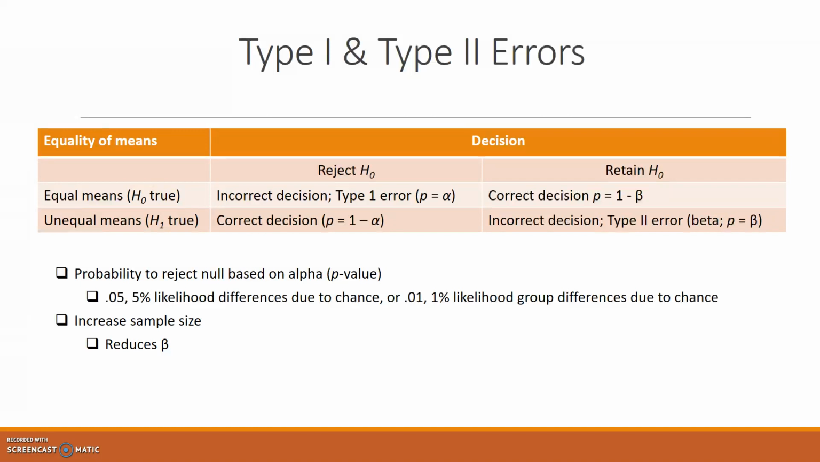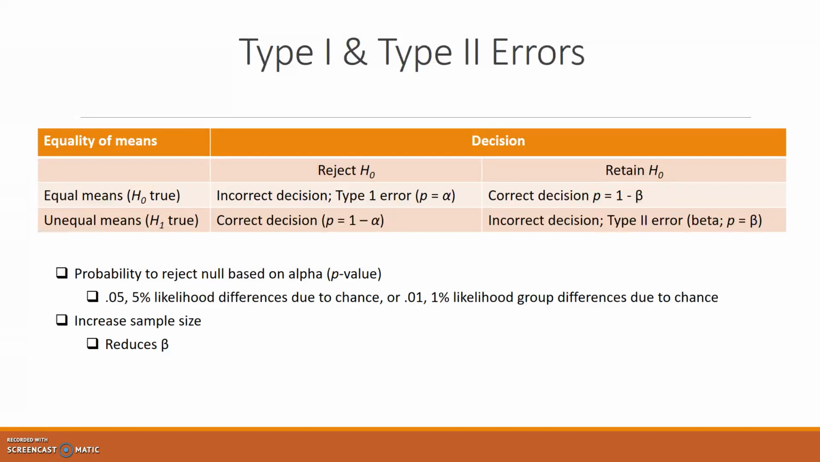To begin here, we have a table. In the rows, we have equal means, in which case the null hypothesis would be true, and in the columns we have our decision. So if we have equal means, where in the population our null hypothesis is true and the groups just do not differ, and we make our first decision where we reject the null, this would be an incorrect decision. This would be an indication that we've committed a type 1 error, meaning that we said differences exist when in fact they do not.